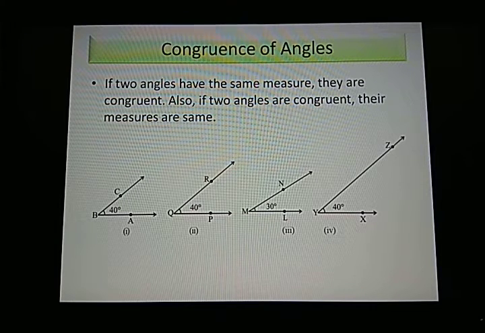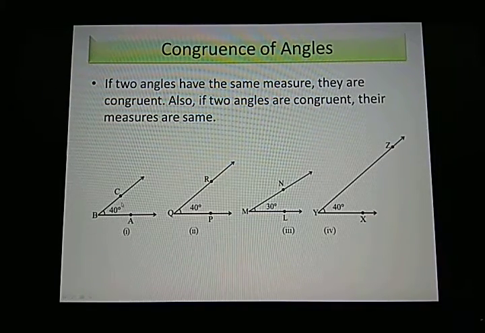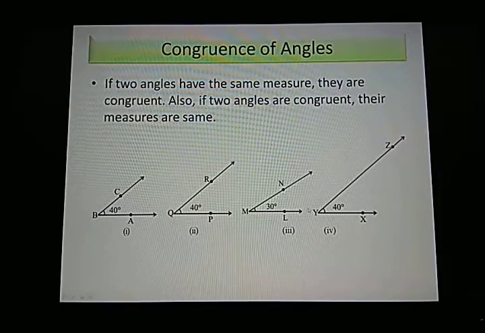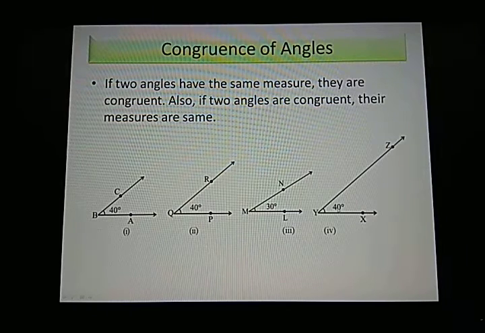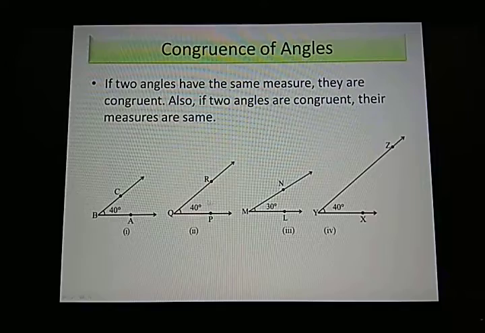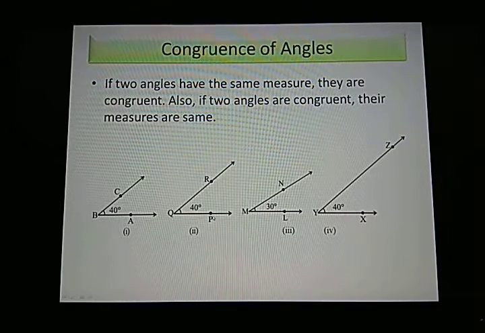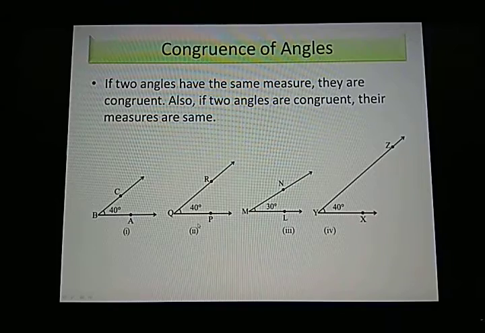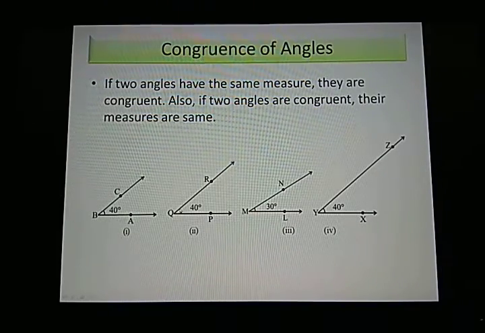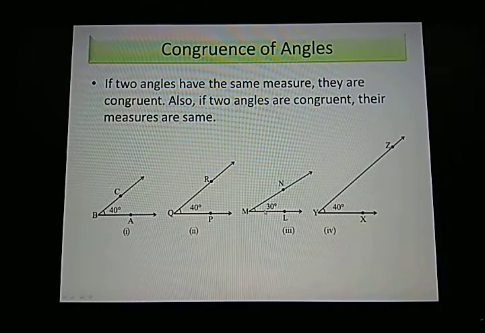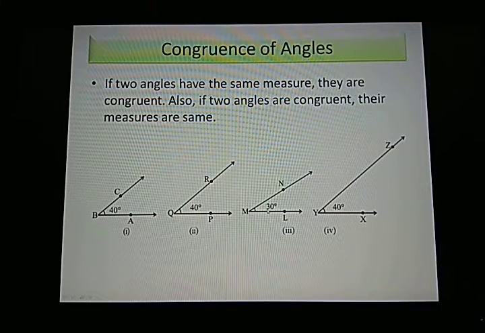Now if I ask which figures are congruent to each other, then clearly you can see the measurements of the angles. ABC is 40 degrees, PQR is 40 degrees, LMN is 30 degrees, and XYZ is 40 degrees. Now if I compare the measurements, we can easily say that angle ABC is congruent to angle PQR, or we can even say angle ABC is congruent to angle XYZ. We can say angle PQR is congruent to XYZ, but none of these three angles are congruent to the third one, LMN, because here the measurement of the angle is 30 degrees. So it is not the same measurement as the other three angles. So the other three angles are congruent to each other, but LMN is not congruent.